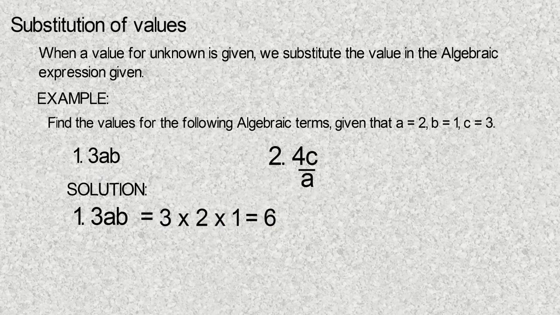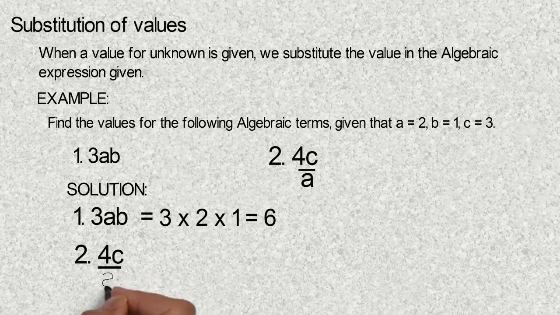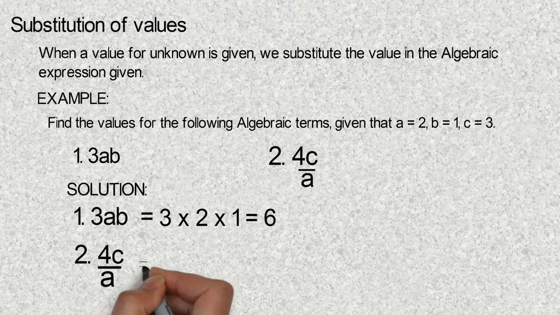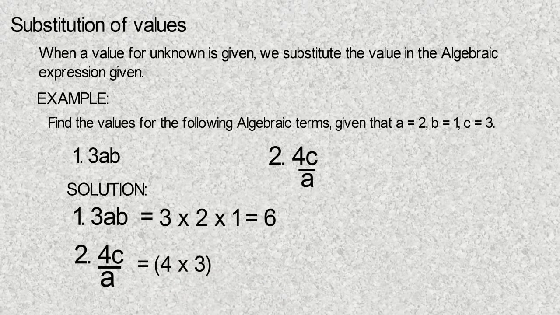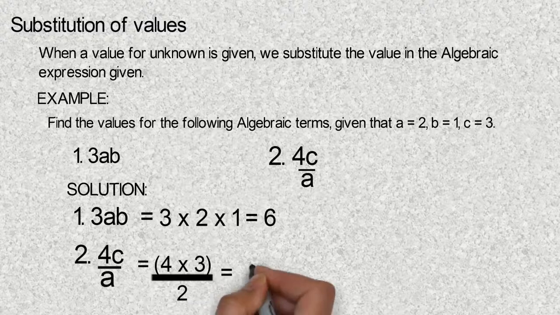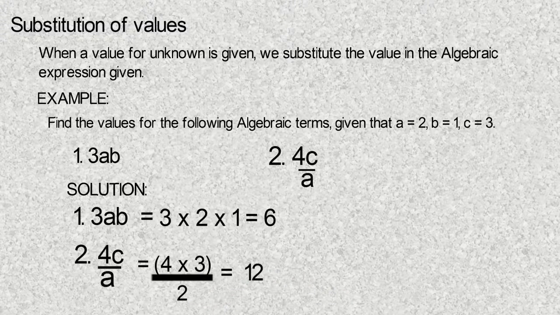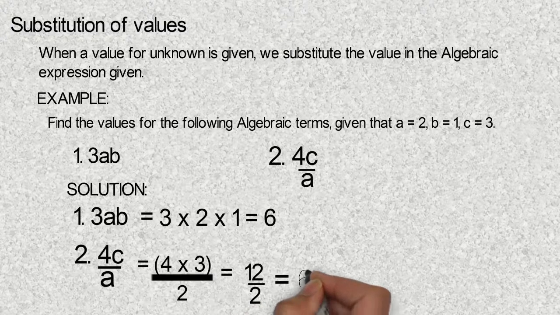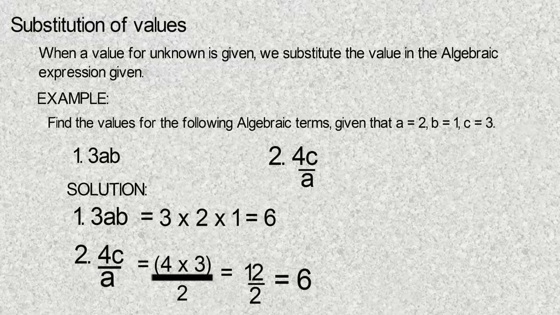Also here, number 2, it says 4c divided by a. What is our c? Our c is what? 3. So I have 4 times 3 divided by what? A. What is our a? Our a is 2. So solving this, 4 times 3 will give me what? 12 divided by 2. So what is 12 divided by 2? 2 in 12 will give me 6. So I have my value to be 6. Pretty simple.